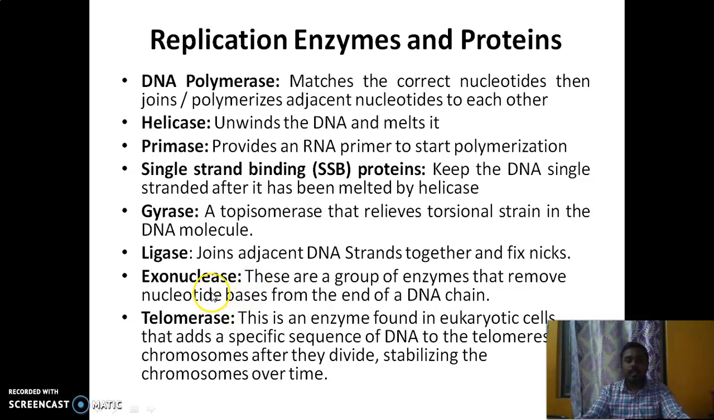Next one is exonuclease enzymes, and this exonuclease activity is mostly done by DNA polymerase 1 because we have already seen in the previous slide that DNA polymerase 1 has exonuclease activity. These are a group of enzymes that remove the nucleotide base from the end of a DNA chain, which is very important for this replication process. The last one is telomerase enzyme. This is an enzyme found especially in eukaryotic cells which adds a specific sequence of DNA to the telomeres of the chromosomes after they divide, which helps in stabilizing the chromosomes over time. So lots of enzymes and proteins together help out in this replication process.